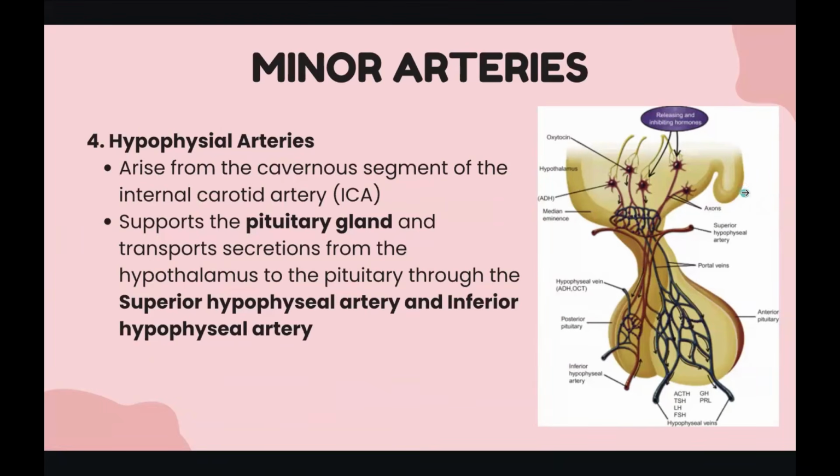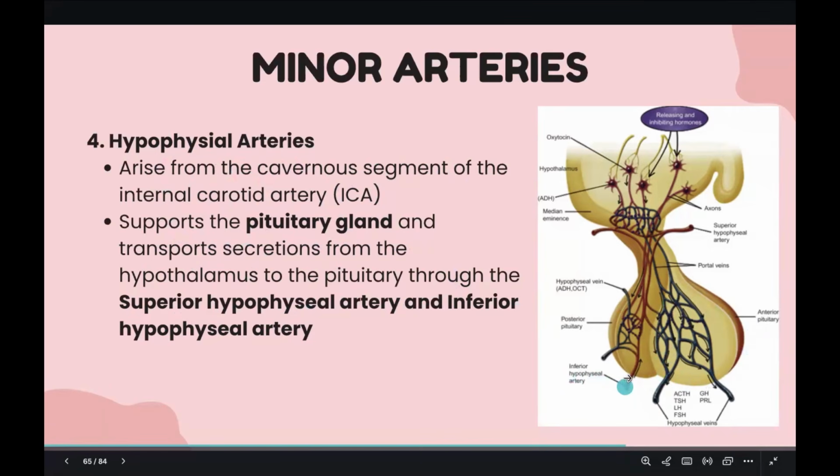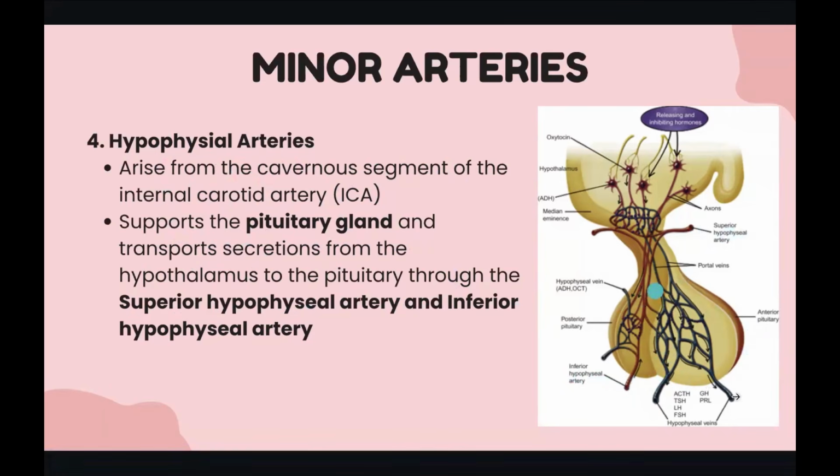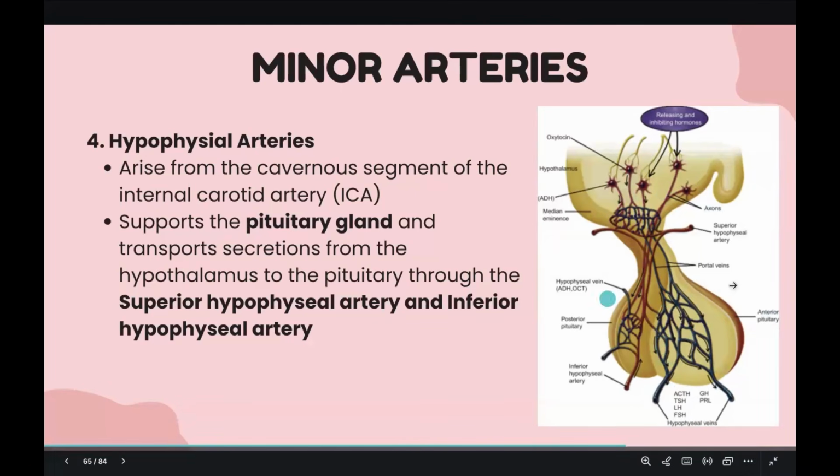The fourth one is the hypophyseal arteries. What are these? Hypophysial means pituitary, all right? And so from its name, these are the arteries that supply the pituitary gland. They arise from the cavernous segment of the internal carotid artery, and they support the pituitary gland and transport secretions from the hypothalamus to the pituitary through what? Through the superior and the inferior hypophyseal arteries, as you can see here. So here's the inferior hypophyseal artery, and here's the superior, all right? This is the pituitary gland that is in the sella turcica.